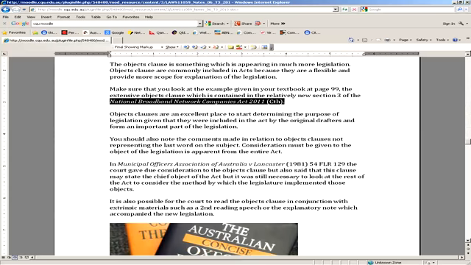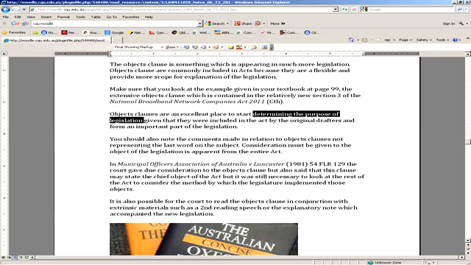The objects clauses are a good place to start when looking at the purpose of the legislation, which is what I was saying before. And they do articulate the way the draftspersons have looked at a specific piece of legislation in terms of its purpose.